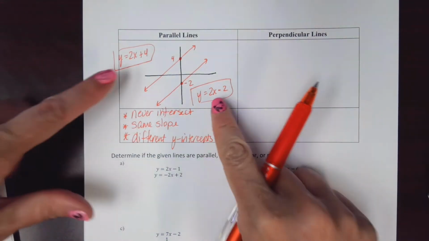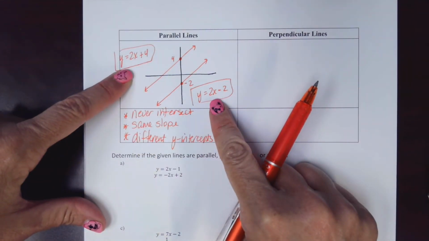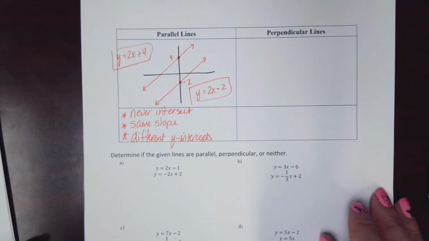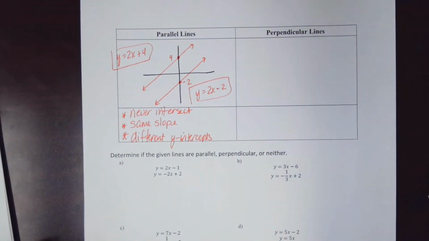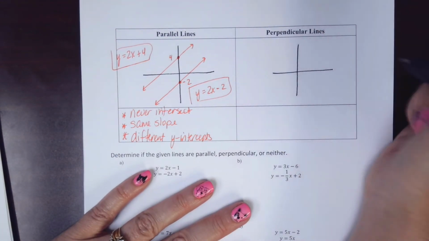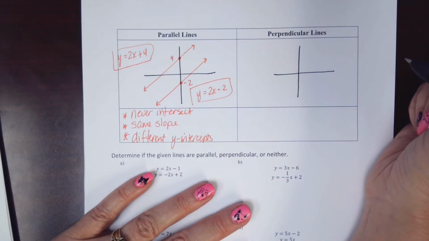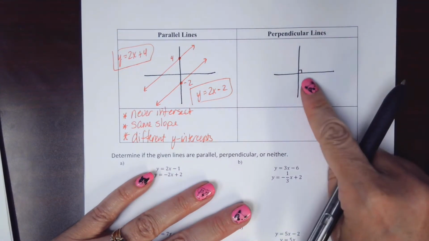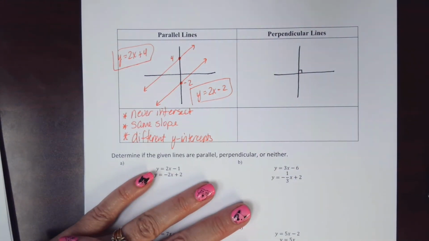And I can determine if they're parallel if I put them in slope-intercept form, solve for y, and compare their slope and their y-intercept. Perpendicular lines do intersect, but they intersect in a special way. They intersect and form a right angle. Now my x and y axes also intersect and form a right angle. They are perpendicular to each other.